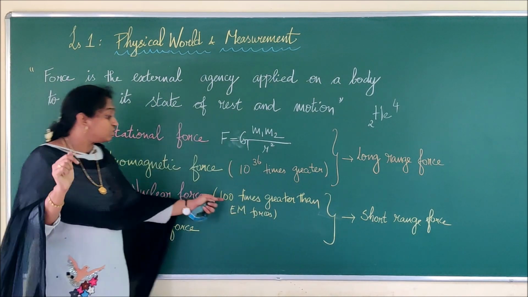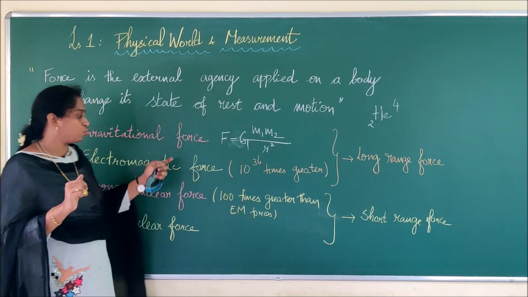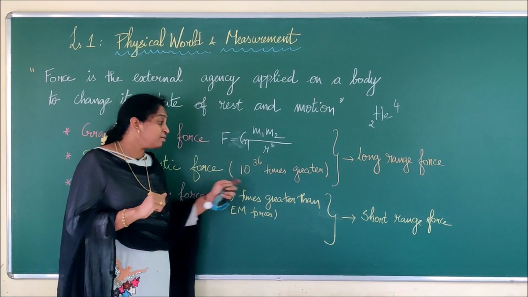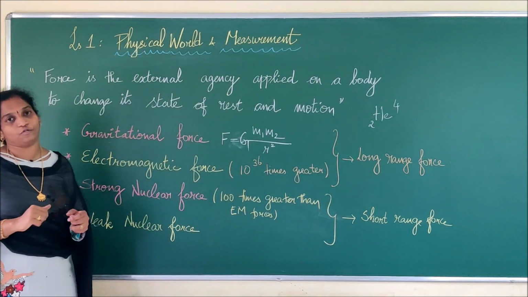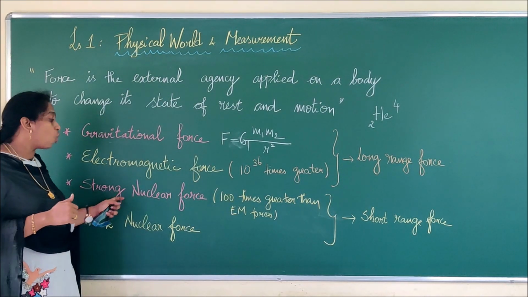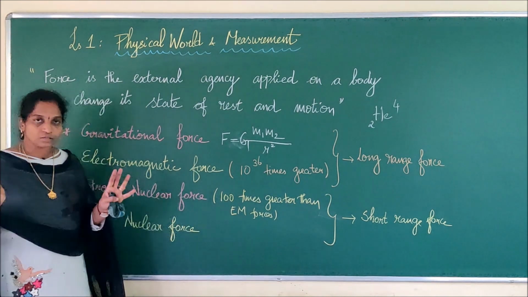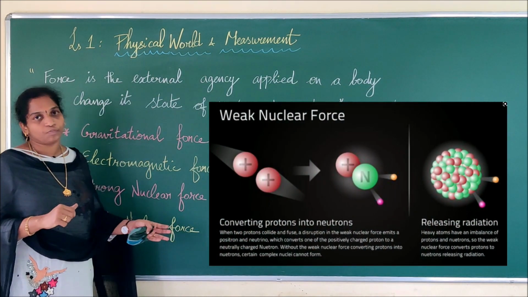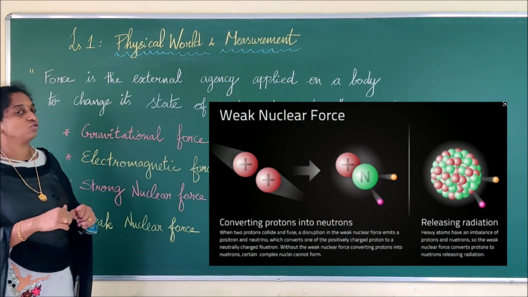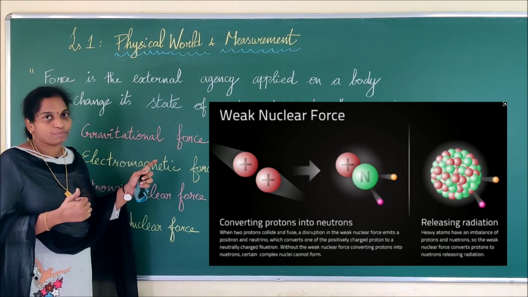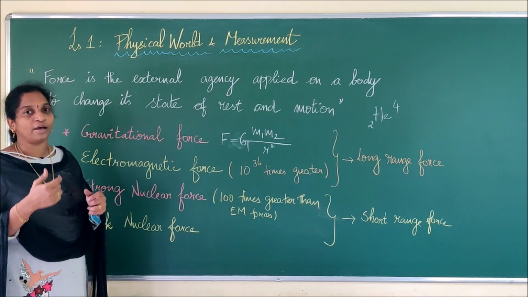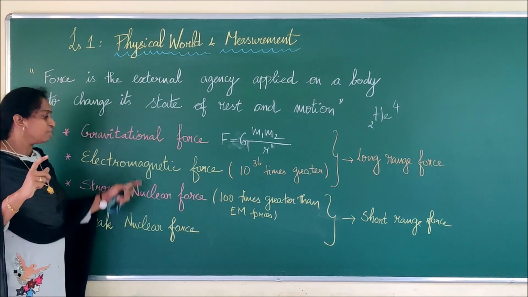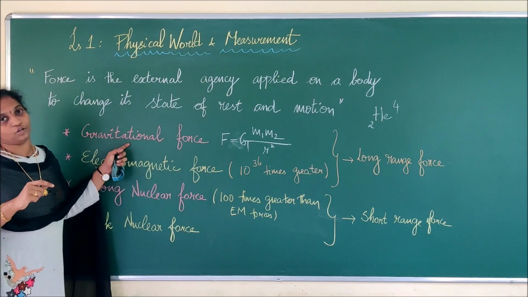That force is 100 times greater than the electromagnetic force. So it is a very strong force. That strong force is called the strong nuclear force. Good. Now we'll go to the last one, which is the weak nuclear force. Though the word is weak, it is not as weak as gravitational force. If they ask you to arrange these in order, the strong nuclear force will come first, and the weak nuclear force next, then the electromagnetic force, then the gravitational force.